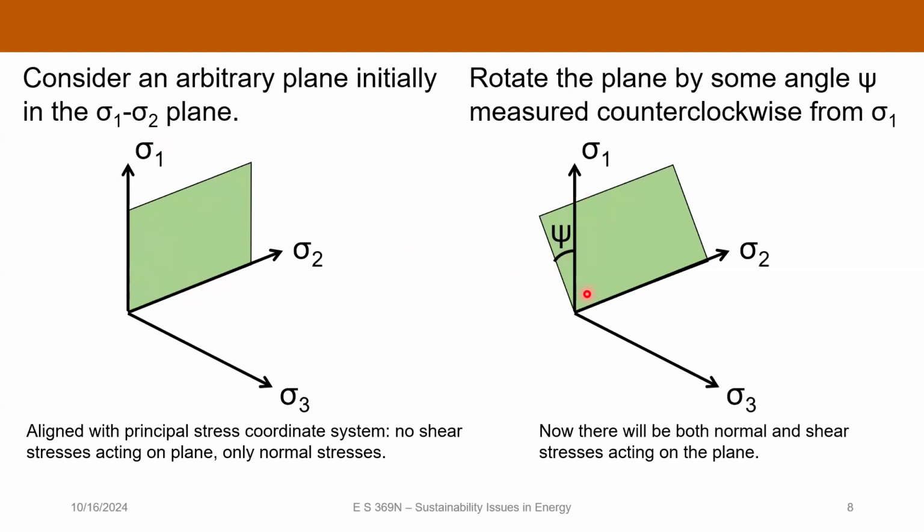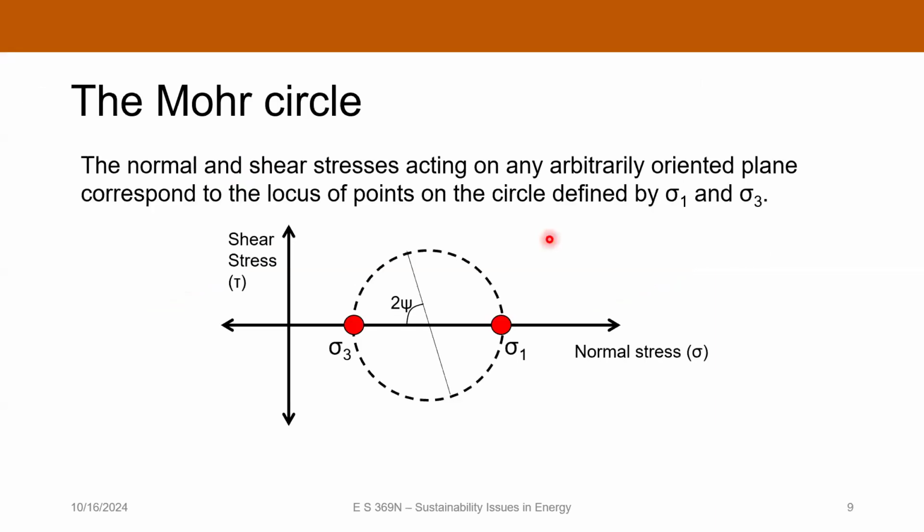Now, if I rotate that by some angle, we'll call that angle C, now this plane will have shear stresses on it because it's not aligned with the principal stresses. And so we can represent the normal and the shear stresses on that plane with something called the Mohr circle. And this is a really useful way of representing stresses on arbitrarily oriented planes. So the way this works is you have two axes here. One is the normal stress axis, and the other one is the shear stress axis. And what you do is you put 2 points on here.